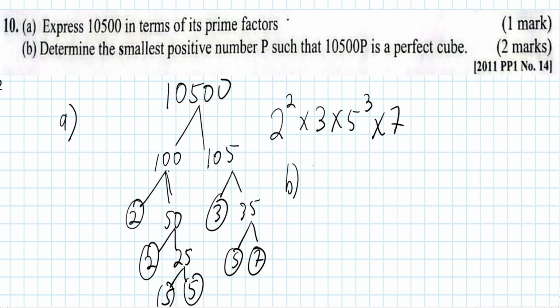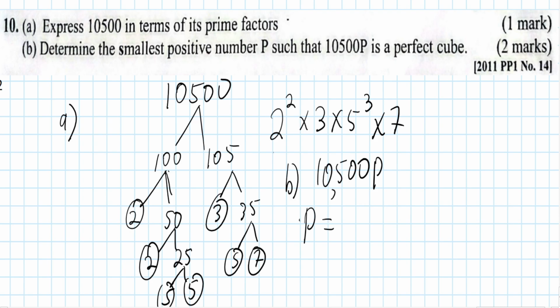Question B, you've been told: determine the smallest positive number P such that 10,500 P is a perfect cube. If you take 10,500 P, it's going to give you an answer from which you can find the cube root. So for you to know that, you need to know the value of P itself. So that is the question itself.